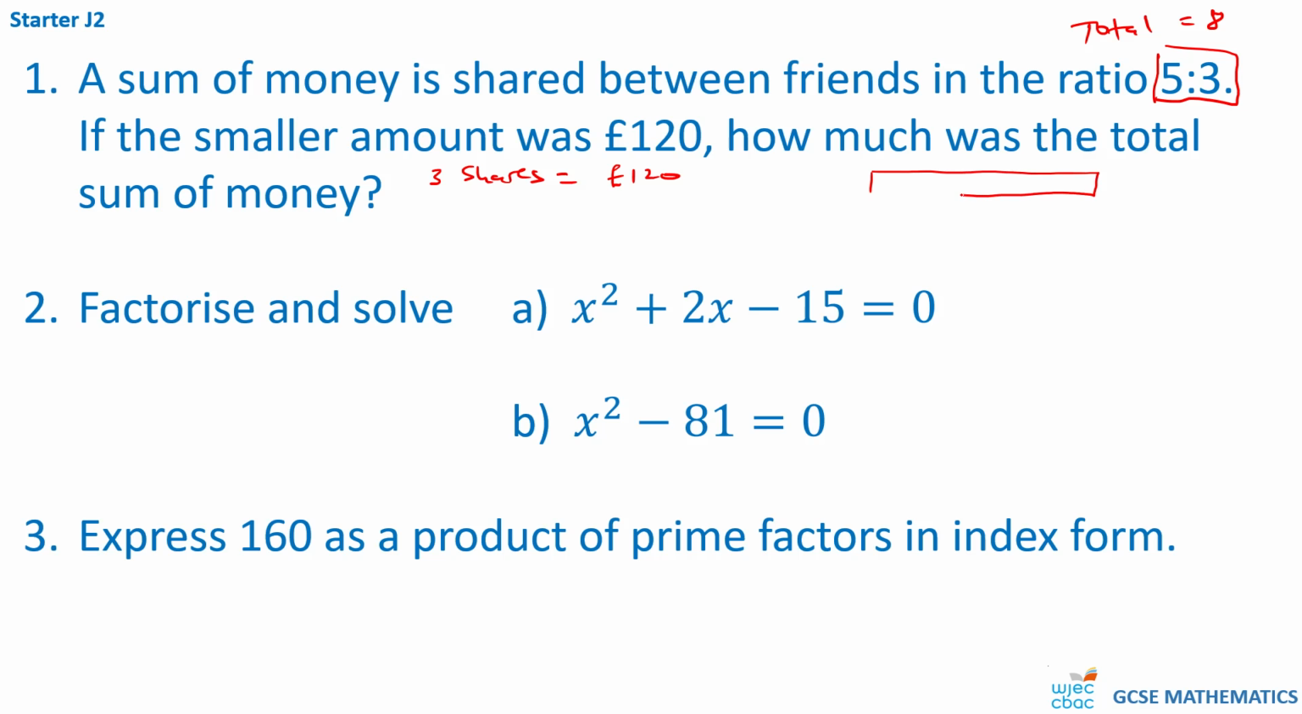Now I think about this as, if 3 shares equals 120, I think of this bar method here. If I have £120 shared equally between 3, that means each one has got to be the same. Got to be 40 each. Or we could just write 1 share. It's going to be equal to 120 divided by 3, which is £40. So 8 shares then, which is the total number of shares, which we know. It's going to be 40 times 8, which is £320.